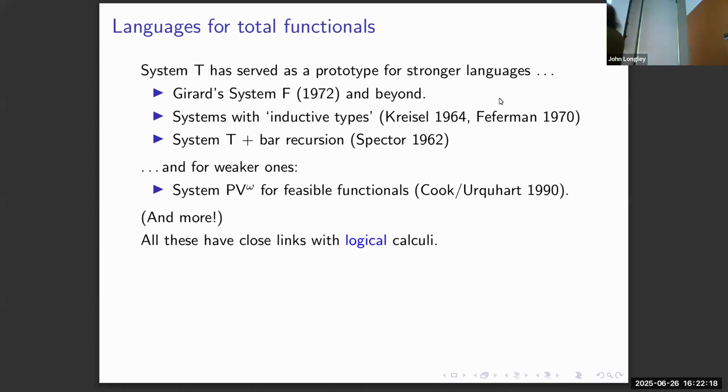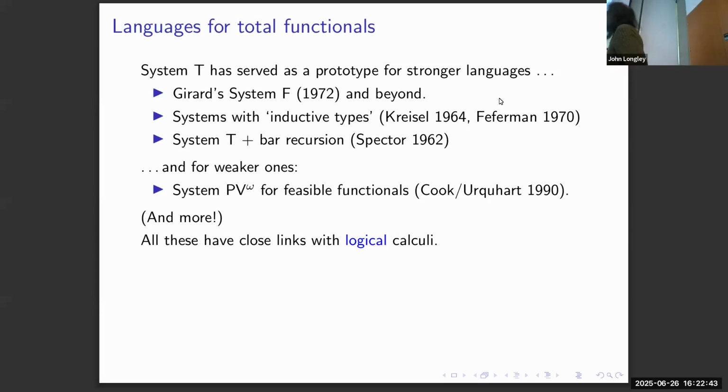So these are all modeled on system T, if you like. But also you can go downwards. There are weaker languages with the same flavor. Cook and Urquhart have this higher order language for feasible, as in polytime, functions, a polytime analog of system T, if you like. And that's only a small selection. There are many, many other systems that have been looked at with this flavor.